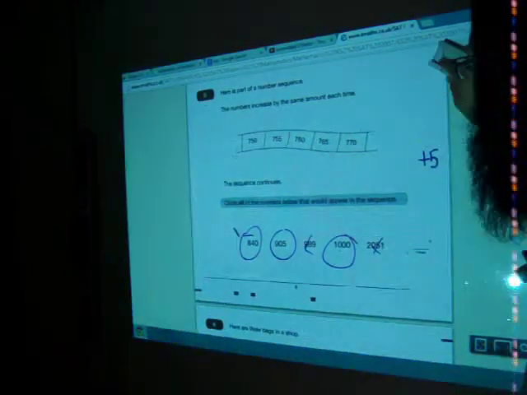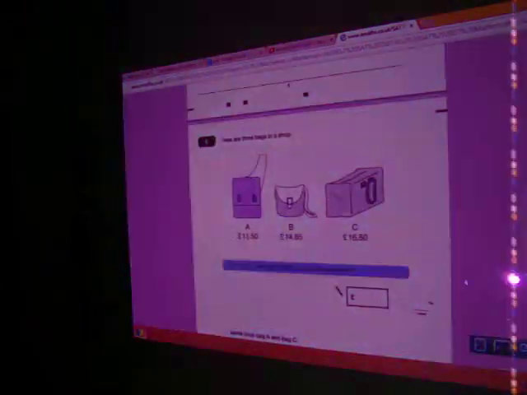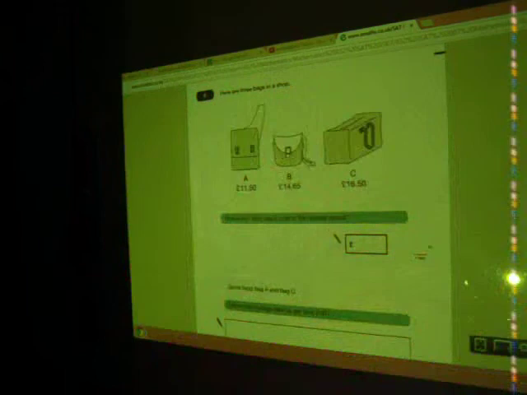Let's move the question up. Okay. Drop the top, stop.